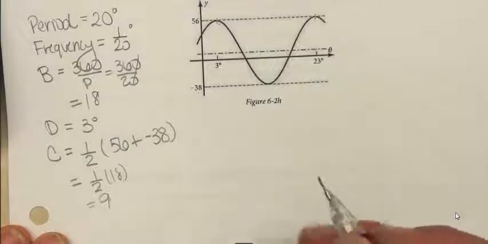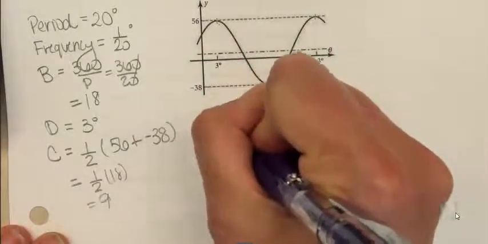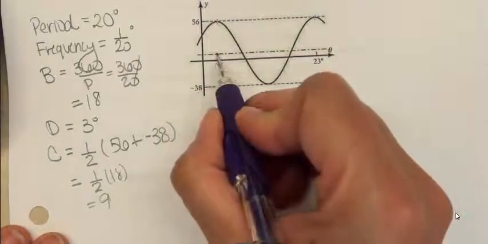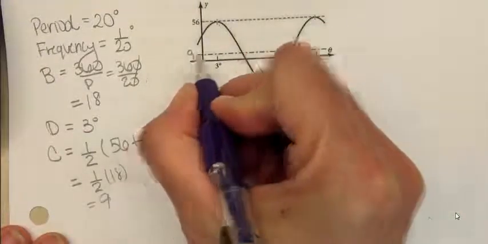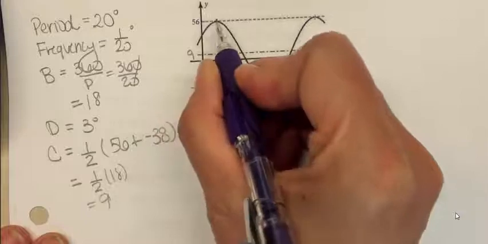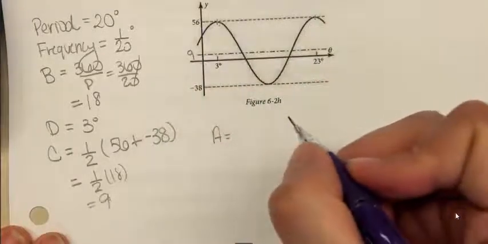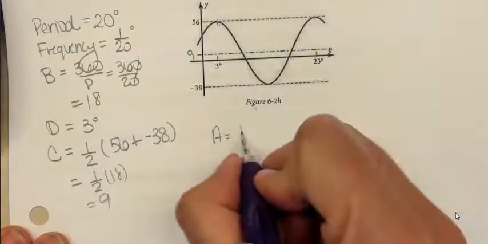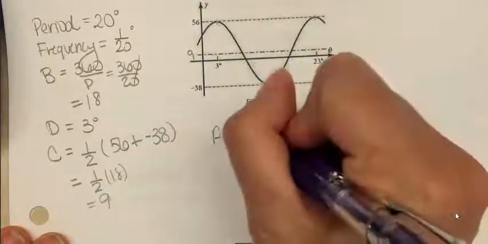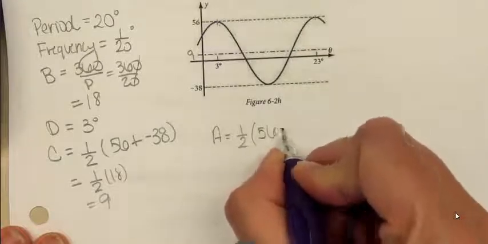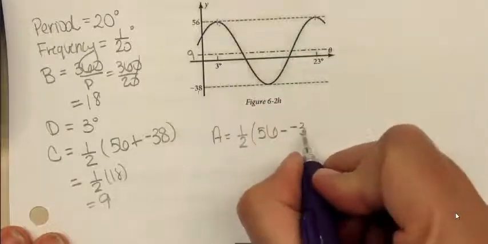And the only other thing we need to figure out is our amplitude. A couple ways you can do that. Now that you know this is 9, you ask yourself, how far is it up to 56? That ends up giving you 47. Or, like I had given you originally in the notes, it's 1/2 of the highest output minus the lowest output.